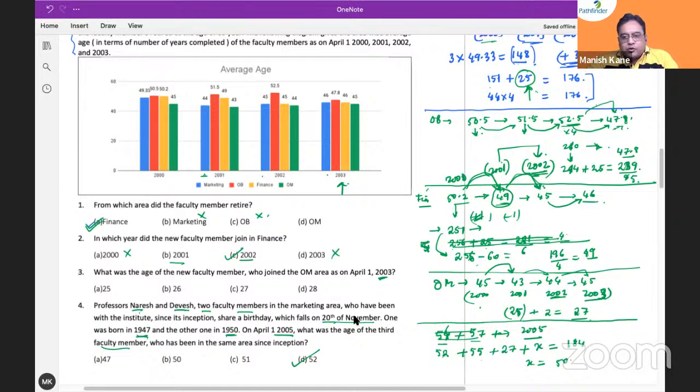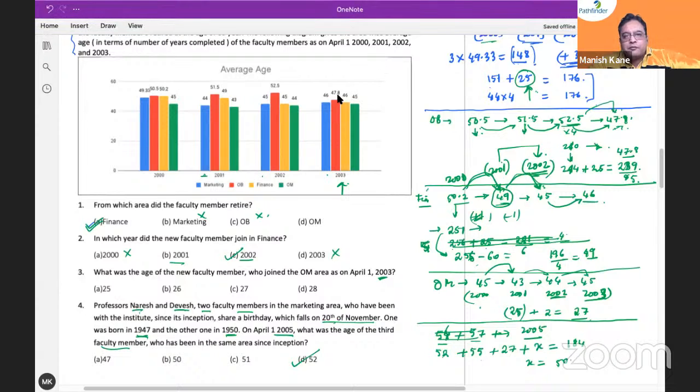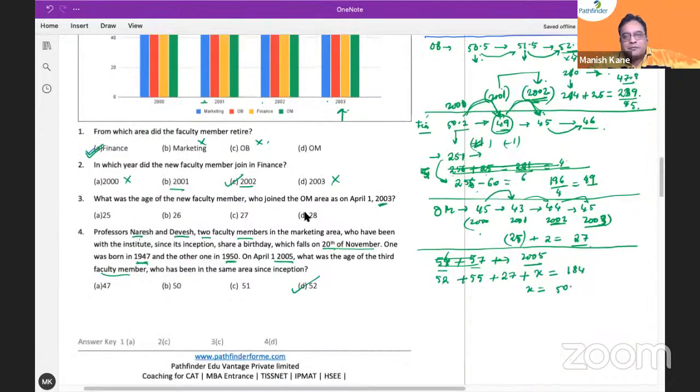So I hope the solution was clear to all of you. If it was clear, give me a thumbs up. Those of you who are in the class can easily give me a thumbs up or a thumbs down. If you've not understood, I'll explain again. Have you understood, all of you? And see, this is the beauty of CAT data interpretation caselets. Once you solve them, you will always find them easy. They are difficult only before you solve them.